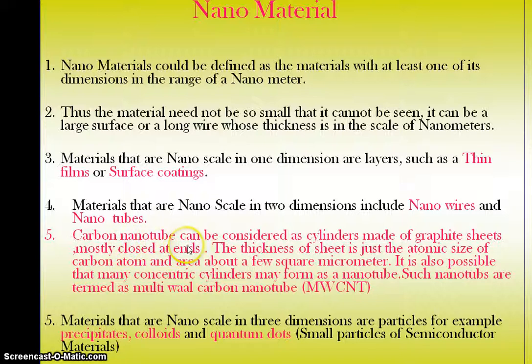Carbon nanotubes can be considered as cylinders made of graphite sheets, mostly closed at the ends. The thickness of the sheet is just the atomic size of a carbon atom and the area is about a few square micrometers. It is also possible that many concentric cylinders form a nanotube. Such nanotubes are termed multi-wall carbon nanotubes.